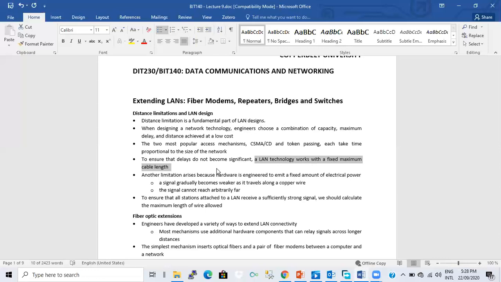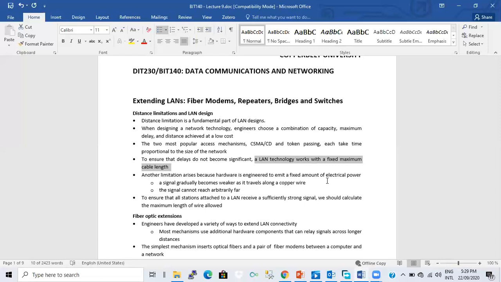Another limitation arises because hardware is engineered to emit a fixed amount of electrical power. A signal gradually becomes weaker as it travels along a copper wire. And we're saying UTP is one of those copper wires. So as the signal travels, it loses its strength. So this signal cannot travel far, if I may put it in simple terms.